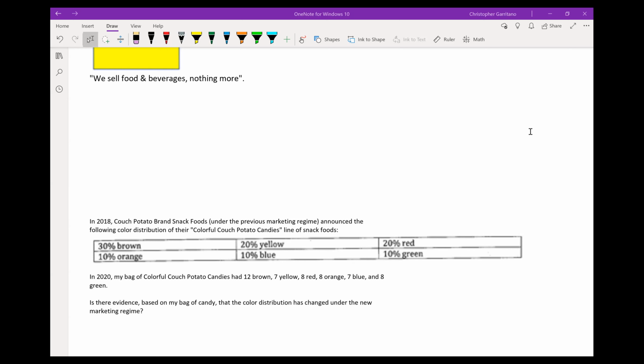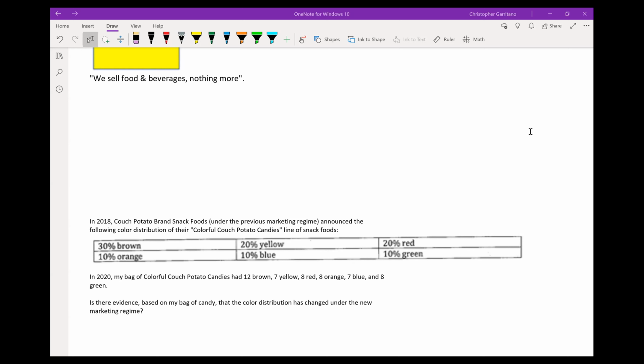So here's an example. In 2018, Couch Potato Brand Snack Foods, under the previous marketing regime, announced the following color distribution of their colorful Couch Potato Candies line of snack foods. So in the entire population, there was supposedly 30% brown, 20% yellow, 20% red, 10% orange, 10% blue, and 10% green. All right, so that's what they are saying was really the population's distribution of colors of these candies.